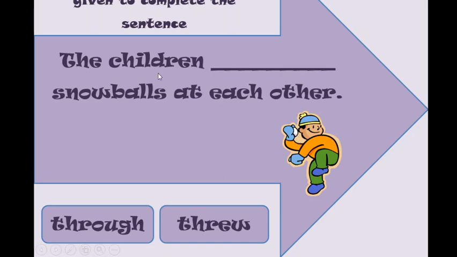Right? So which one is it? The children, I can hear you. Okay, I hear you now. You said this one, threw. Perfect. So the children threw snowballs at each other. Perfect, guys. You're doing a great job.